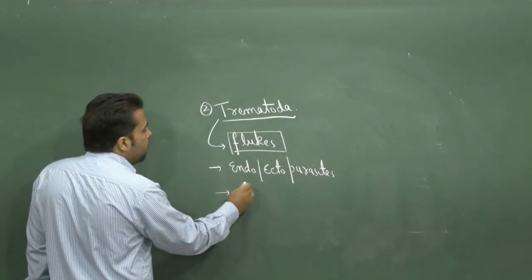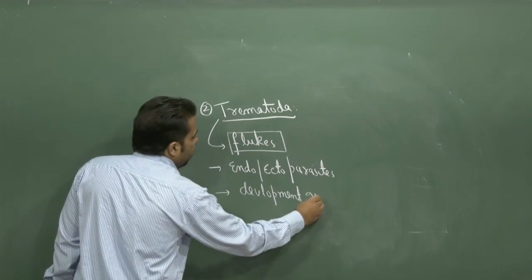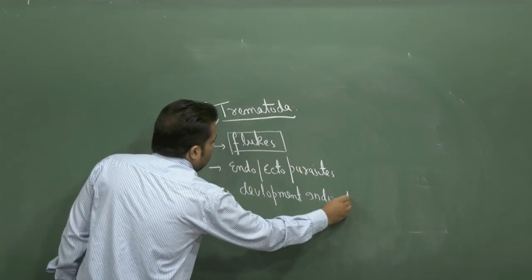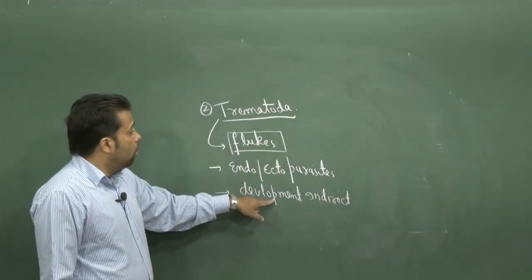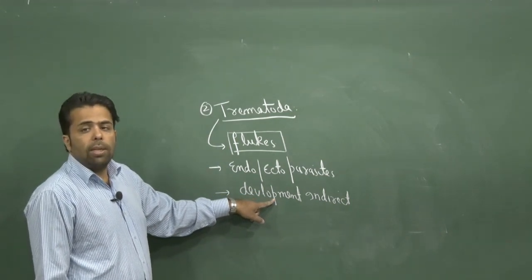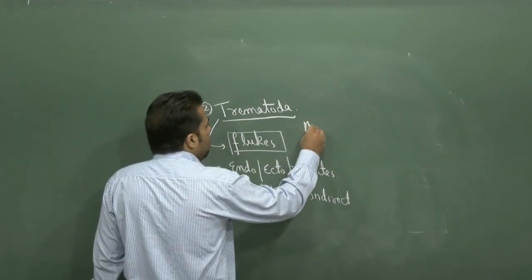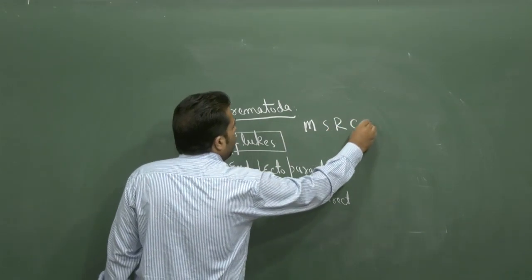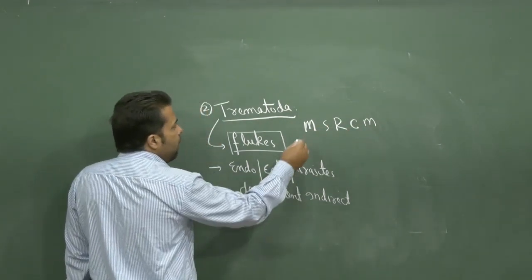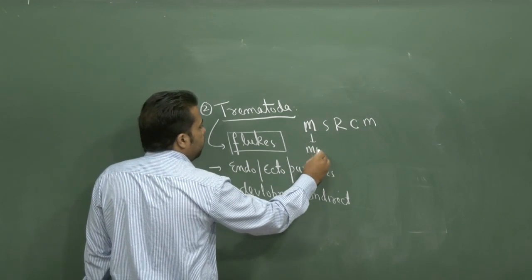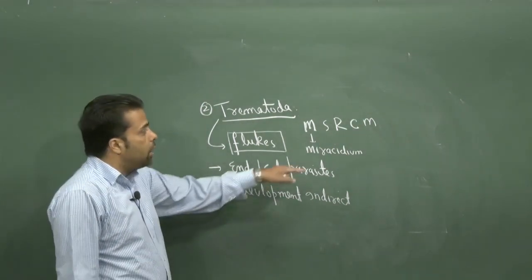Their development is indirect. We must remember one thing here, that they have multiple larvae. There is not only a single larva, multiple larvae are formed here. Can you remember it like this: Miss RCM. First this larva is formed, then this, then this. What is M? M stands for Miracidium. The first larva formed is called Miracidium.